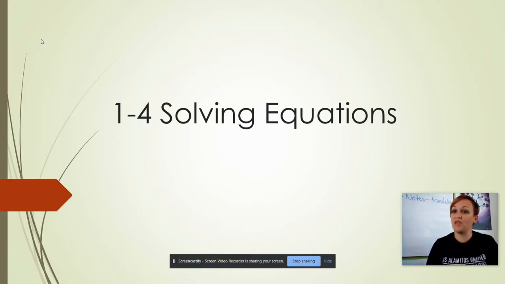Earlier this week, I gave you expressions, things without an equal sign, and I had you simplify them, so we got them down as low as we can go. Starting today, we'll do equations, which have an equal sign, and we'll be solving for a variable. Our final answers for today should be something like x equals a number.